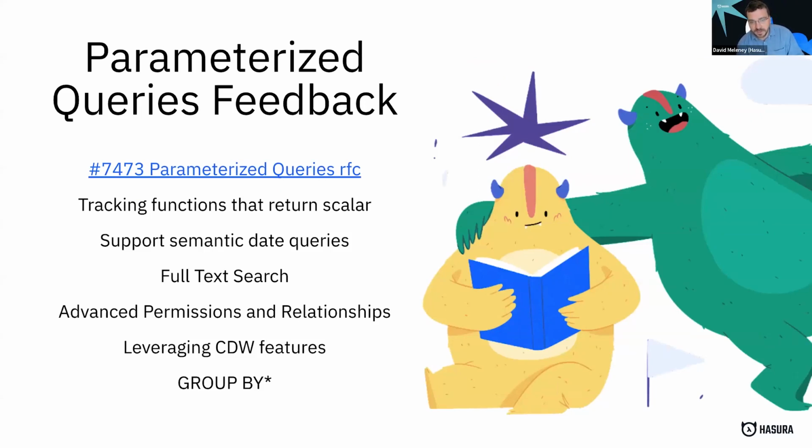So stuff like tracking functions that return scalars, semantic date queries, like complicated date math and stuff like that specific to the database. Sometimes full text search, advanced permissions and relationships is something that's come up time and time again for this feature, as well as leveraging CDW features.